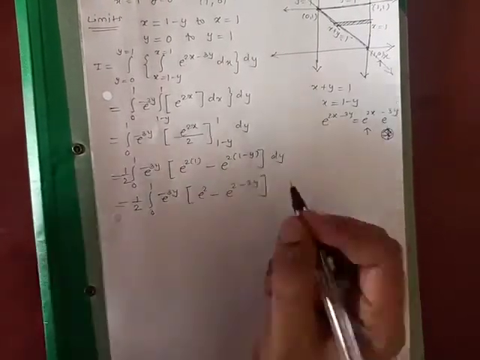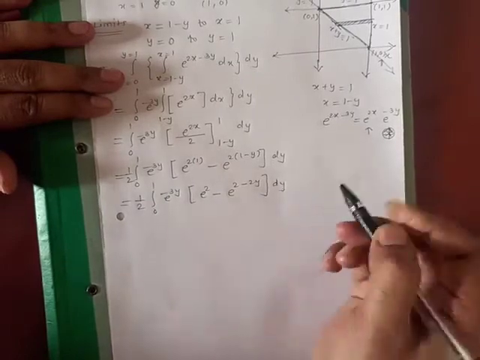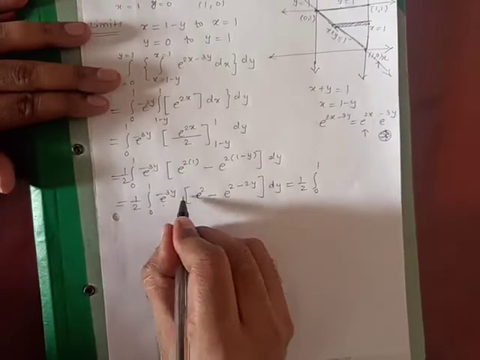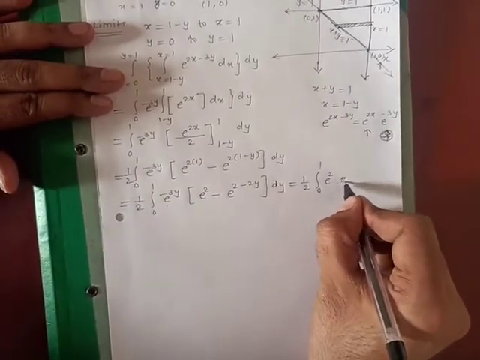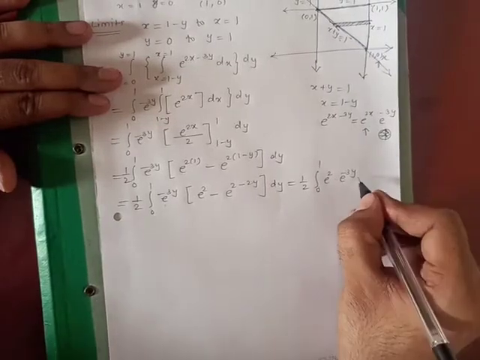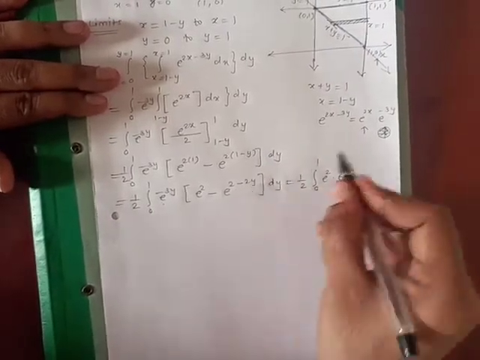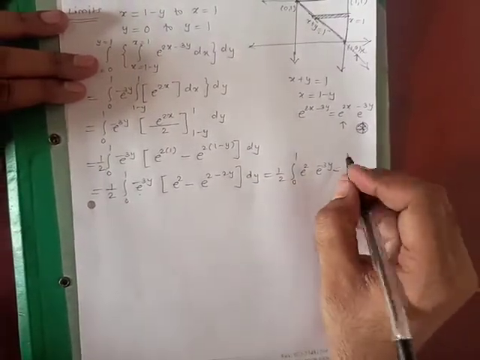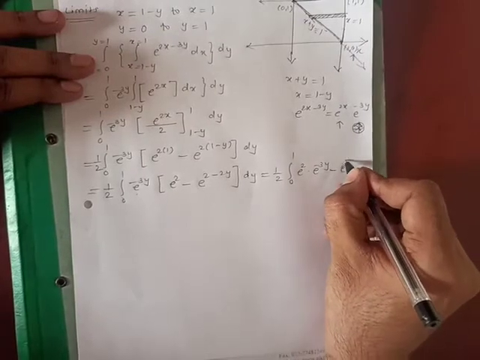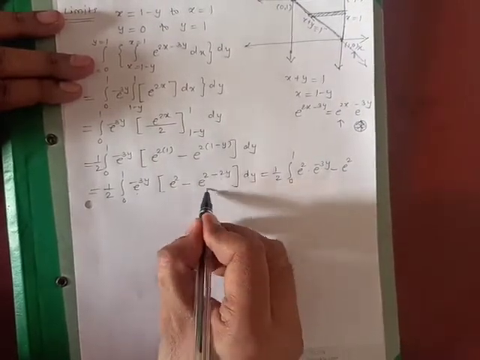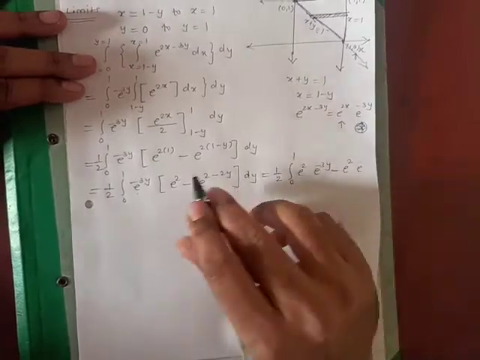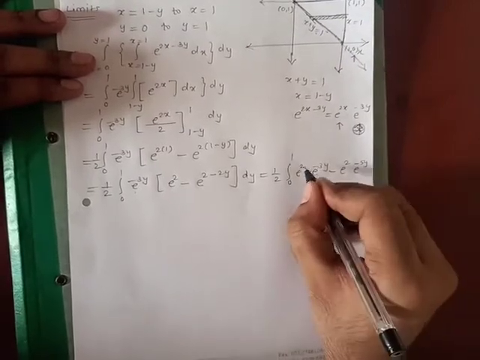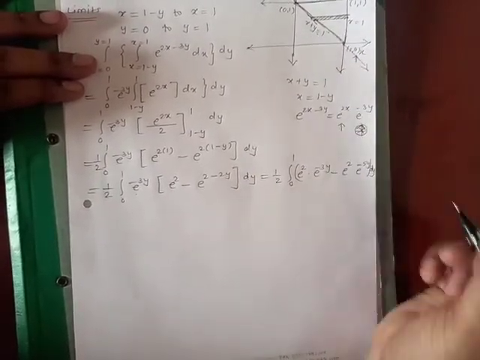Now multiply this e raised to minus 3y into the bracket. So this is 1 upon 2, integration 0 to 1, e raised to minus 3y into e raised to 2 is e raised to 2 into e raised to minus 3y, minus this again I can separate: e raised to 2 into e raised to minus 2y. So can I write this as e raised to 2 into e raised to minus 3y into e raised to minus 2y, which by the law of indices, minus 3 minus 2, becomes e raised to minus 5y, and then the integration with respect to y.